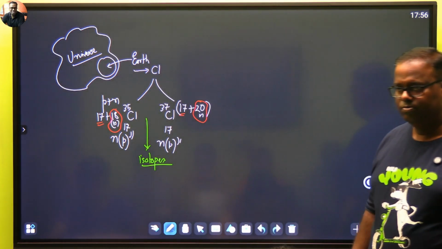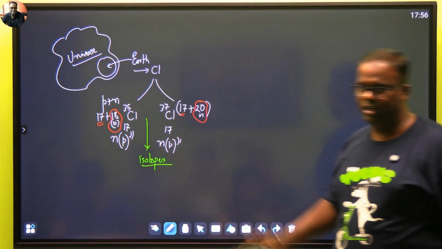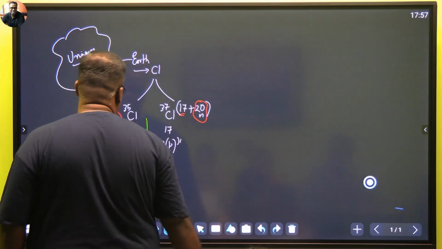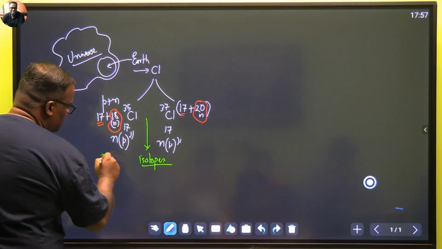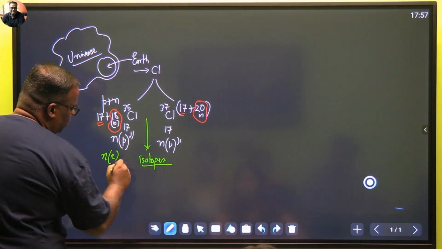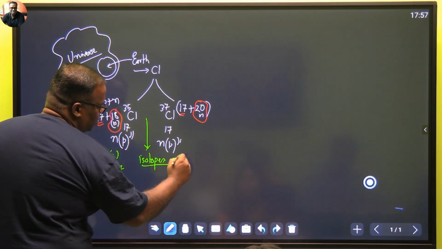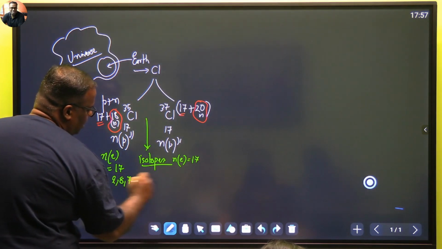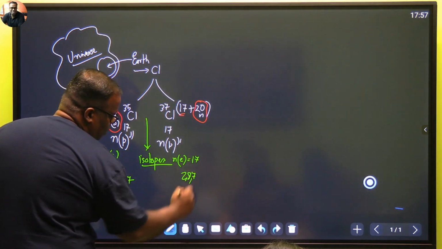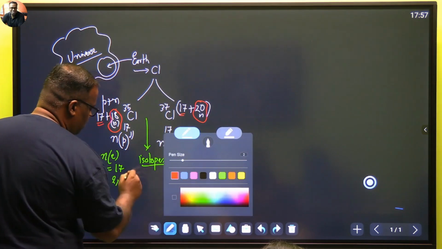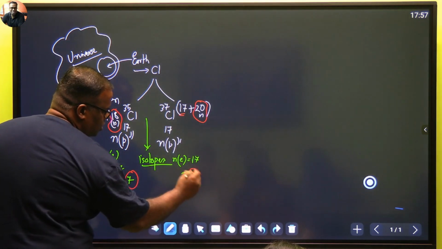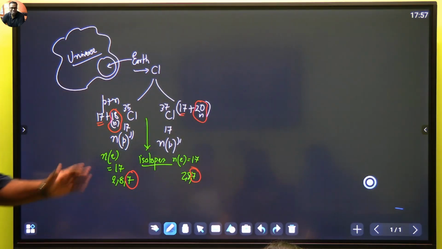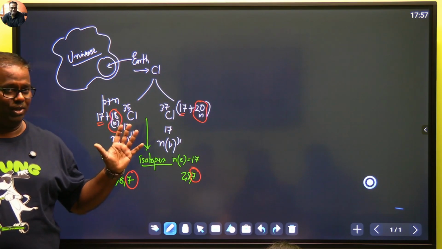Okay, but both are chlorine. How do you know? We know that if it is neutral, what is the count of electrons? The count of electrons is 17. The count of electrons here also is 17. What is the electronic configuration? 2, 8, 7. Here also 2, 8, 7. And we all know that whenever there is a fight, the BSF and the army will go, so 7, 7. So their chemical properties will be exactly the same, but their physical properties will be different.